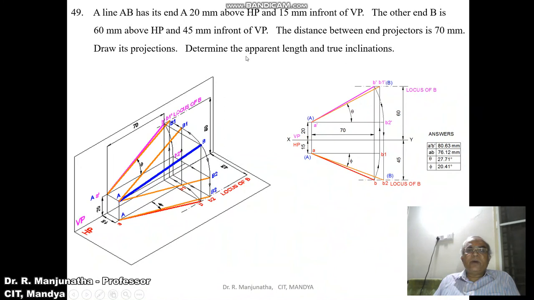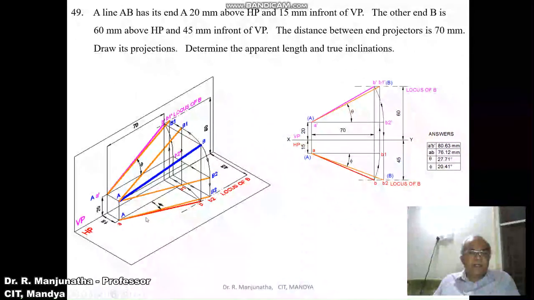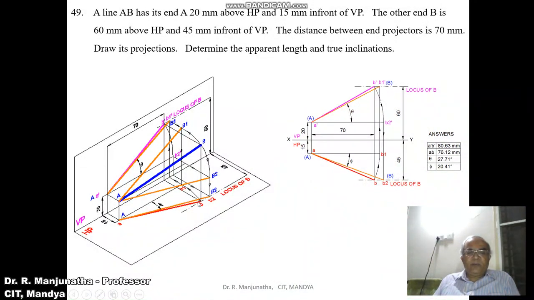So now we need to find out the apparent length and true inclination. Now we have the apparent length A dash B dash and apparent length AB, which we have already obtained. Now we need to find out the true inclination. Since we need the true inclination, we first have to find the true length. To find the true length, what is the condition? The line has to be parallel.